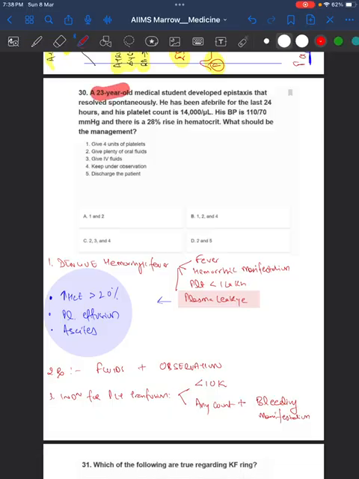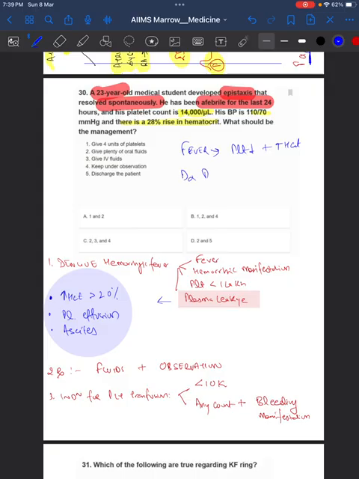A 23-year-old male developed epistaxis which resolved spontaneously. The most important point: it is after the febrile period is over. The patient is afebrile for 24 hours. His platelet count is now decreasing, and now 14,000. BP is normal, but the hematocrit is rising. Now this pattern, fever followed by decreased platelet plus increased hematocrit, this is the characteristic of dengue. So the diagnosis is dengue.